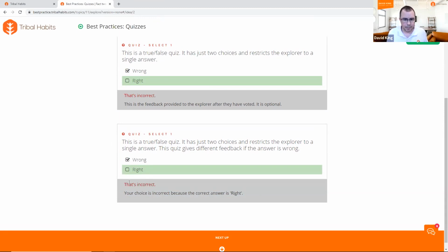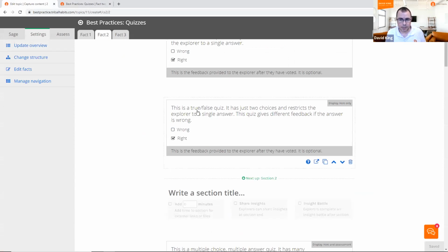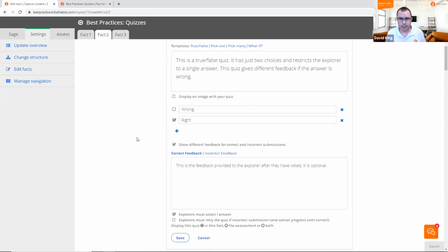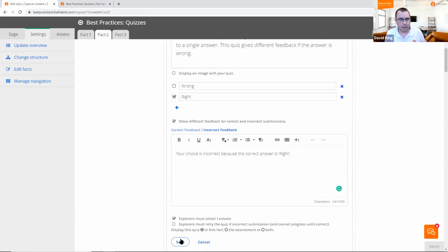Particularly when I'm calibrating something, if they get it wrong, I might want to give them some particular feedback to help fix that thought in their head. If I know, probably as the facilitator, they're choosing that answer because they think the following, then let's tell them that in the feedback. And so if I just jump into creator mode in this particular topic and find that quiz and open it, I've got this option here to show different feedback for correct and incorrect submissions. So the correct feedback is this, and then the incorrect feedback is that. And that allows me then to give them that little bit of hinting or teaching as they're going.